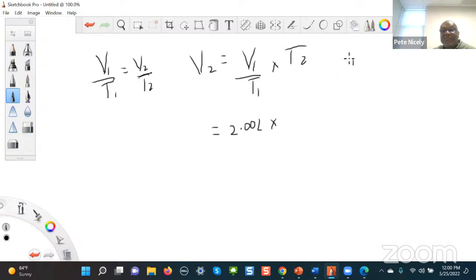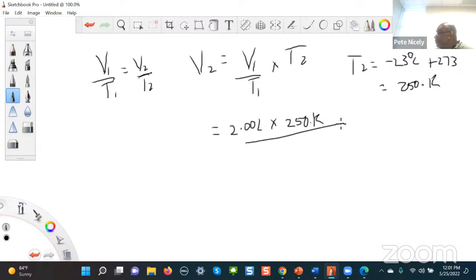Now, T2 is equal to minus 23 degrees Celsius. We have to add 273 to that to get the corresponding Kelvin value, which would be 250 Kelvin. So here we're going to multiply by 250 Kelvin. And then we're going to divide by T1, which is 27 degrees. So T1 is equal to 27 degrees Celsius plus 273, which would be equal to 300 Kelvin. So that goes here.